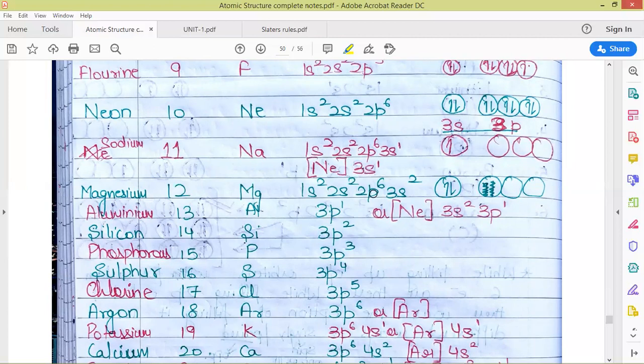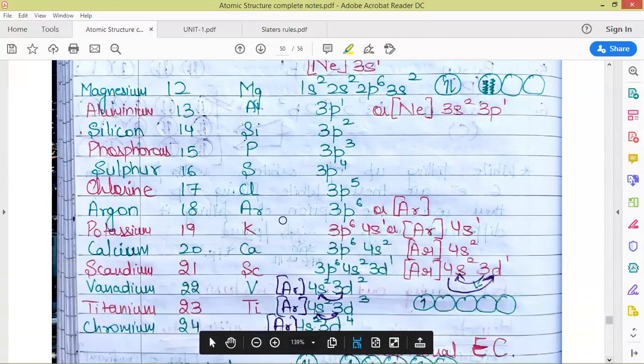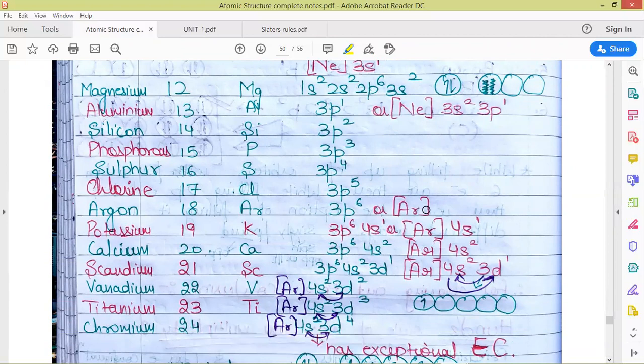Further, magnesium can be represented as neon 3s2. For aluminium it is going to be neon 3s2 3p1. With aluminium we have started filling the 3p subshell, and the 3s and 3p orbitals will be completely filled with argon, which is the next noble gas.